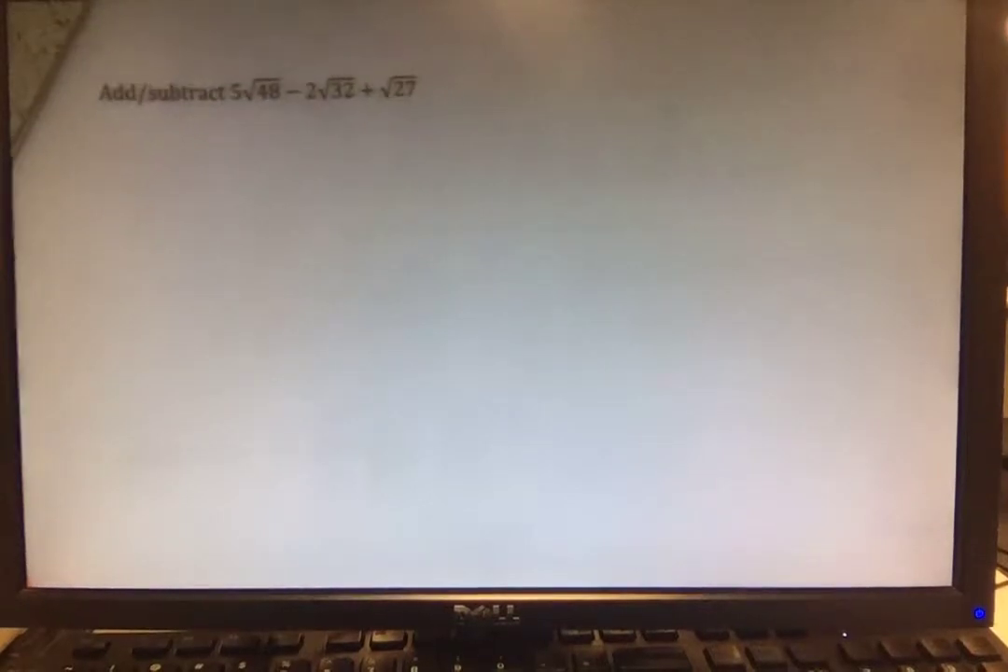Same concept, now we're just doing 3 terms. So if we have to add or subtract 5 square root of 48 minus 2 square root of 32 plus the square root of 27. As of right now, none of these are like terms, but we can simplify each of them separately to hopefully make them like terms.